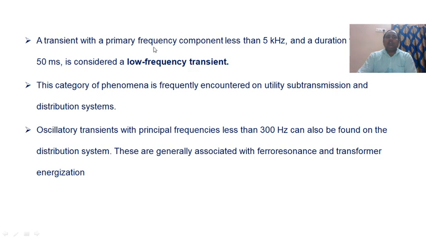A transient with a primary frequency component less than 5 kHz and duration from 0.3 to 50 milliseconds is considered a low frequency transient. This category of phenomena is frequently encountered on utility subtransmission and distribution systems. Oscillatory transients with principal frequencies less than 300 Hz can also be found on the distribution system. These are generally associated with ferroresonance and transformer energization.